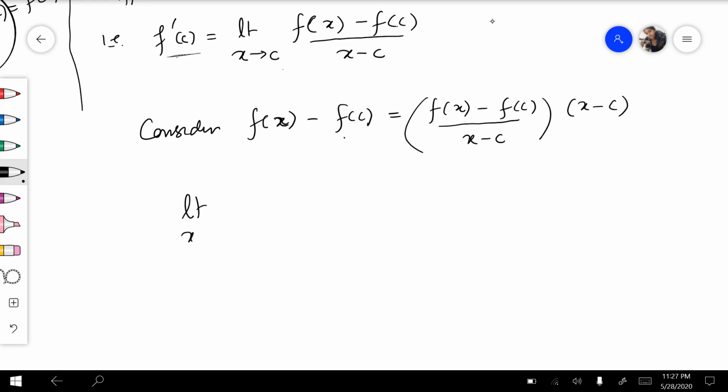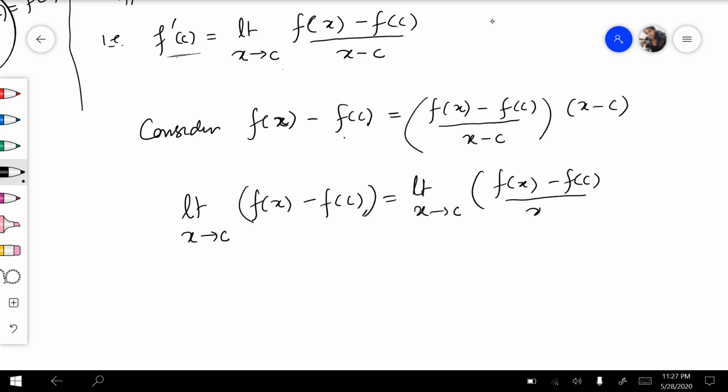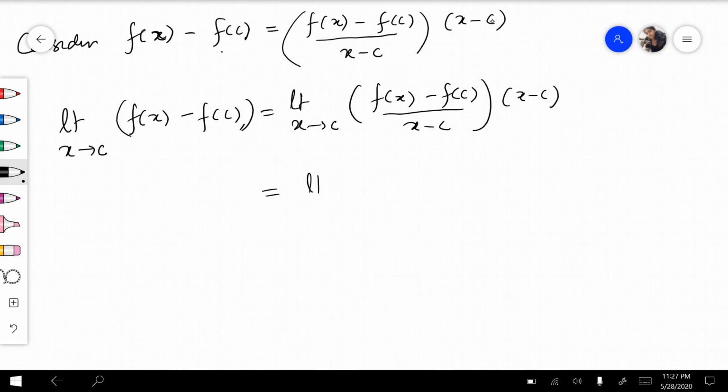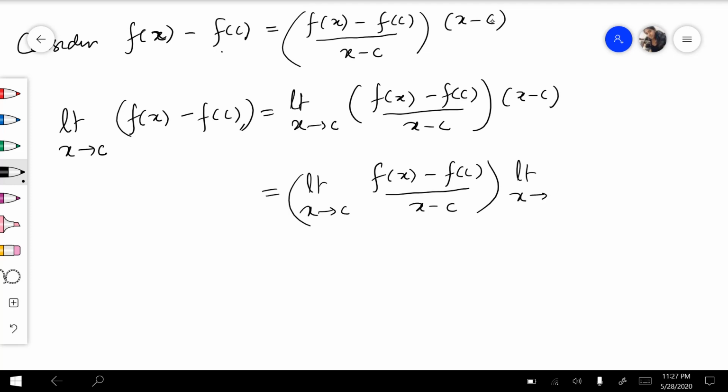Now limit x approaches c of f(x) minus f(c) will be equal to limit x approaches c of [f(x) minus f(c)] upon [x minus c] into [x minus c]. So this equals limit x approaches c of [f(x) minus f(c)] upon [x minus c] into limit x approaches c of x minus c.